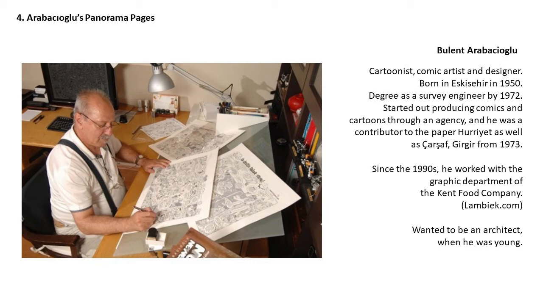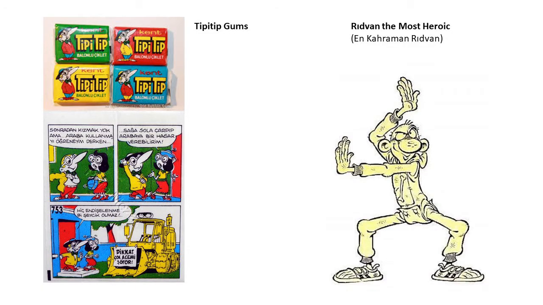Bülent Arabacıoğlu was born in Eskişehir in 1950. He is an engineer, but he worked as a cartoonist and illustrator for a lot of newspapers, magazines, and advertising companies. He mentioned once that he wanted to be an architect when he was young. He is known mostly for the characters he created, such as Tipi Tip and Rıdvan the Most Heroic.